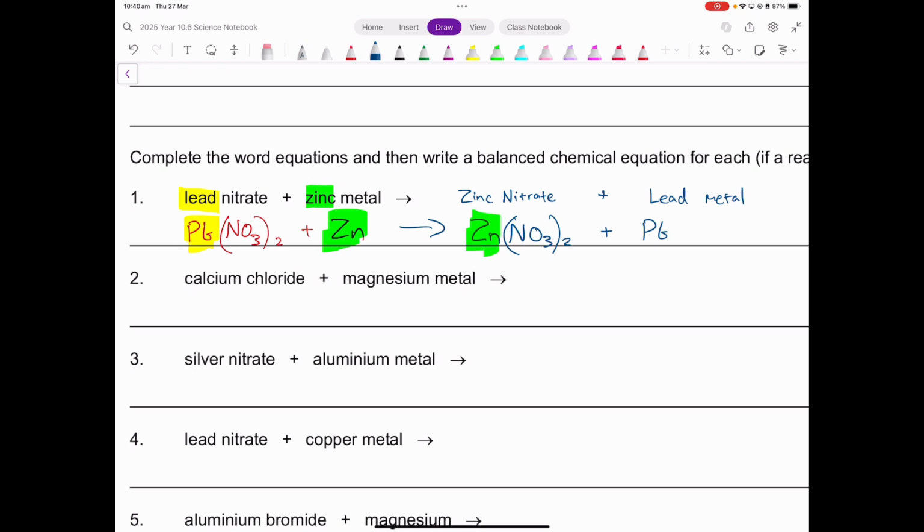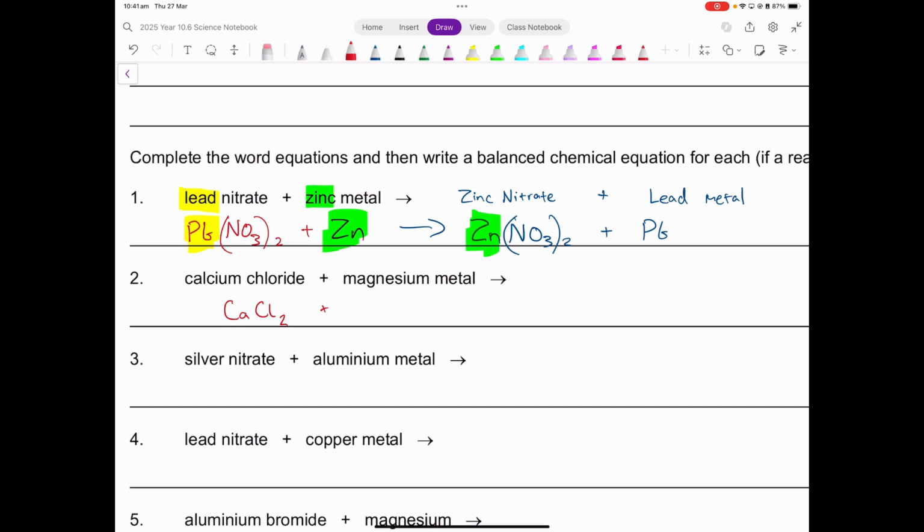If you see whatever metal, that is the metal, and whatever it's reacting with is your solution. Okay? So when we talk about calcium chloride, we start by writing it out as a formula. Calcium is Ca, chloride is Cl. Calcium has a charge of +2, chloride has a charge of -1. So to make the charge equal 0, it is CaCl2.